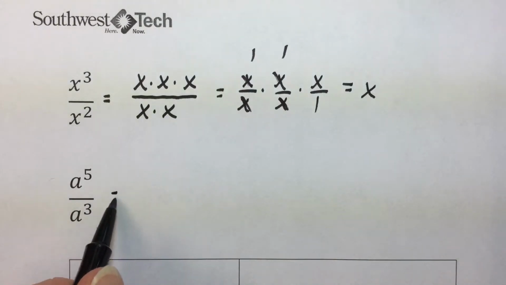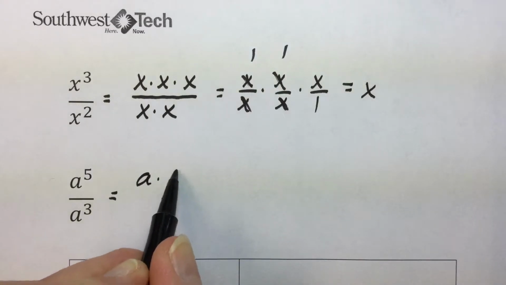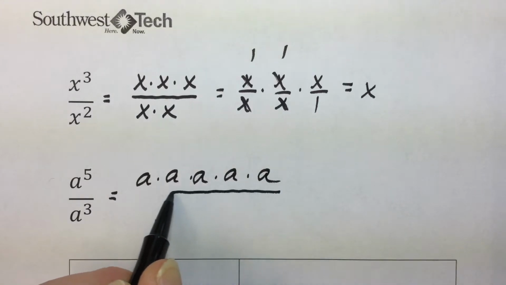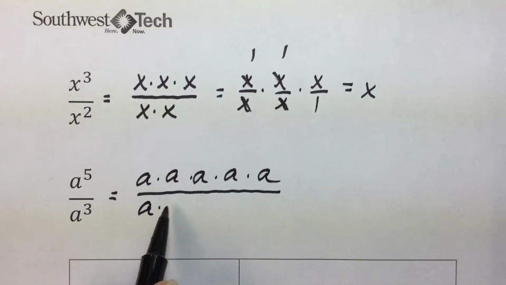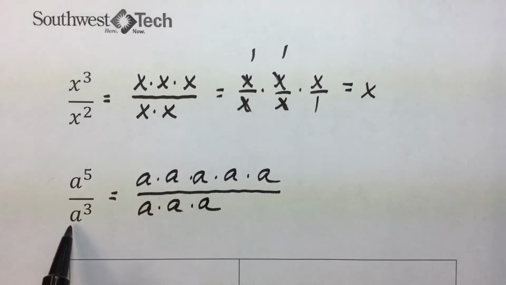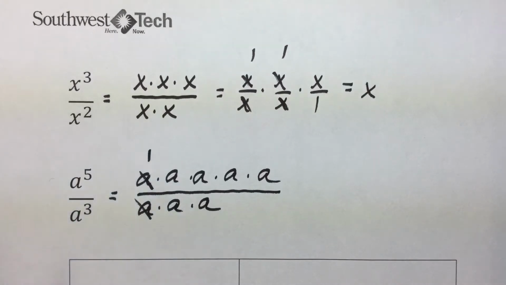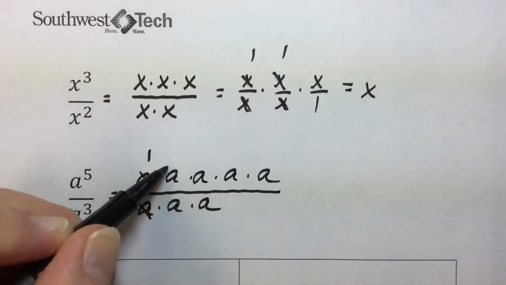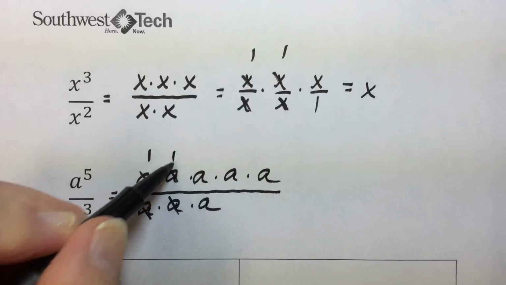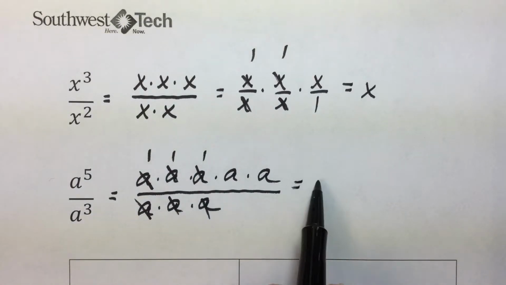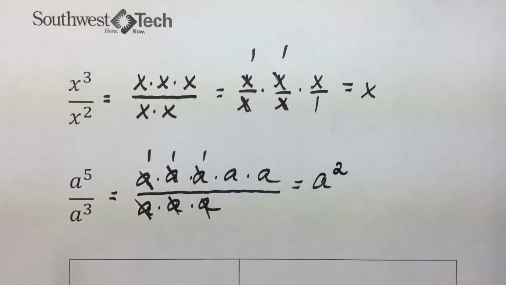In this example here, writing it in factored notation, we have the common base of a multiplied by itself 5 times, as indicated by the exponent. Denominator, common base of a multiplied by itself 3 times. Since these are multiplied together, a over a cancels out and is equivalent to a 1. A over a, since it's a factor, also cancels out to equal 1. Likewise here, leaving an a times a, or an a to the second power.